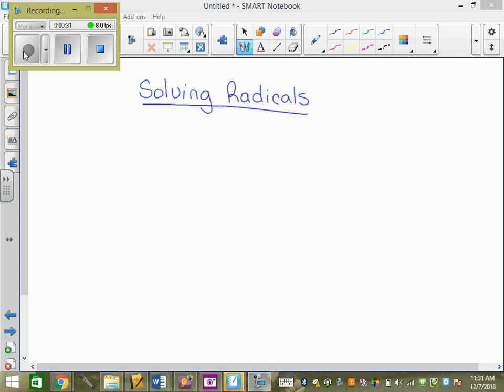So we're going to solve square root x plus 5 minus 3 equals 0. The first two that we're doing have linear functions underneath the square root sign. So right now I have x plus 5 under my square root symbol. So that is a linear function.